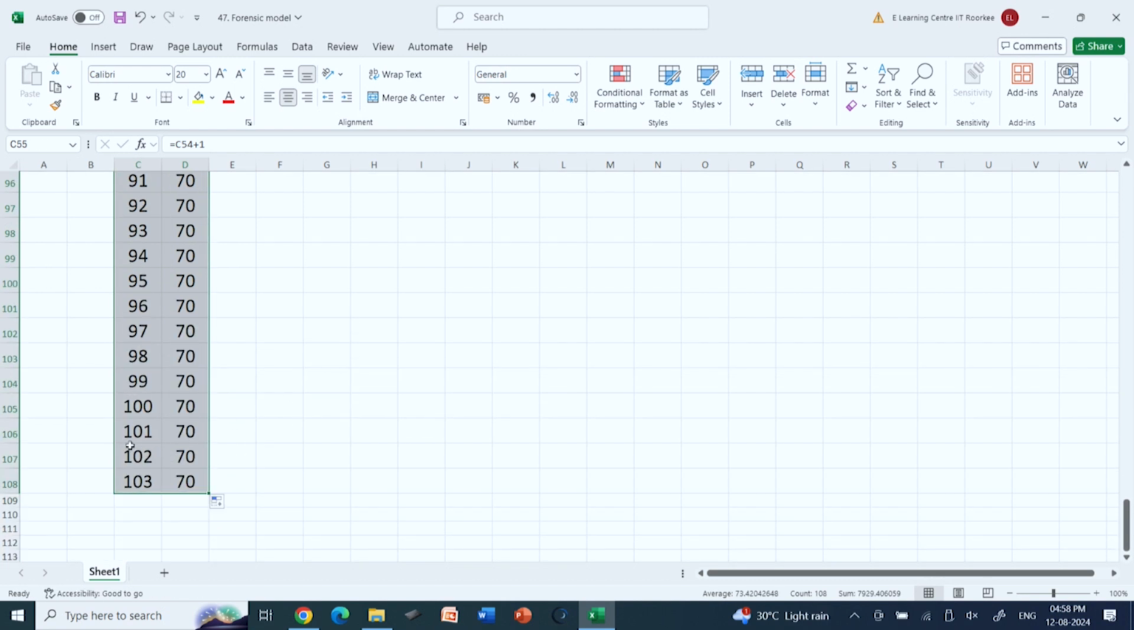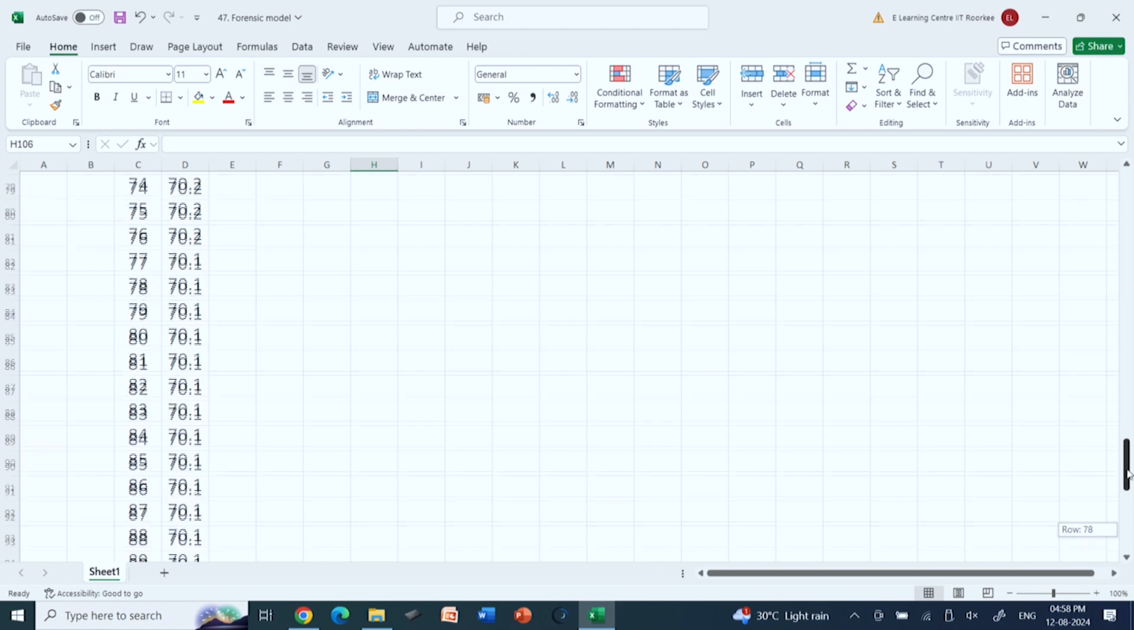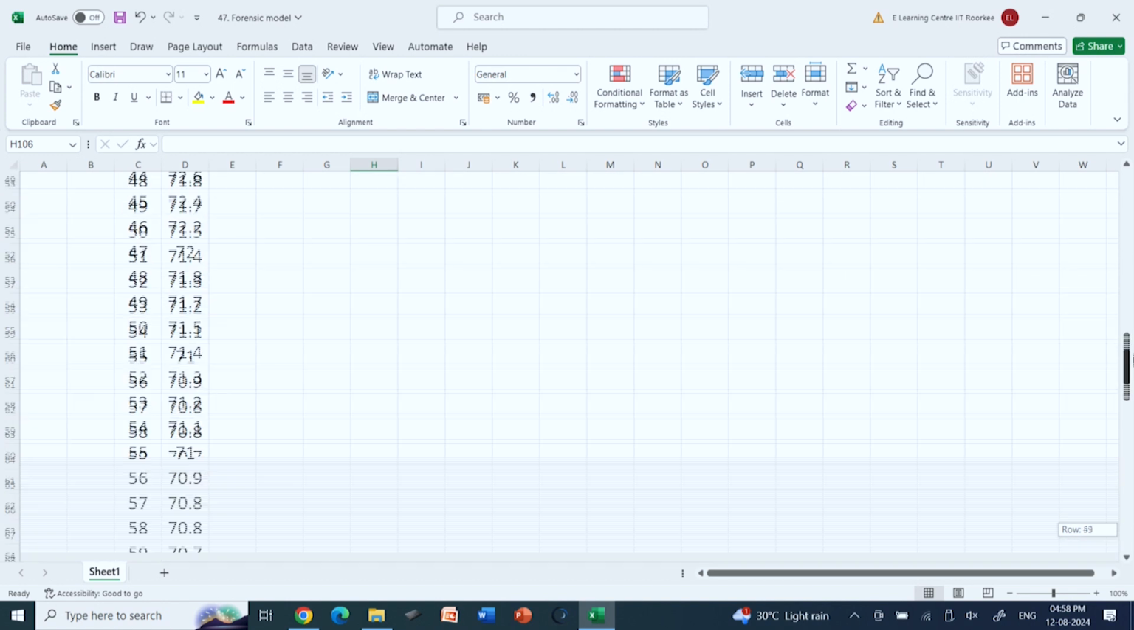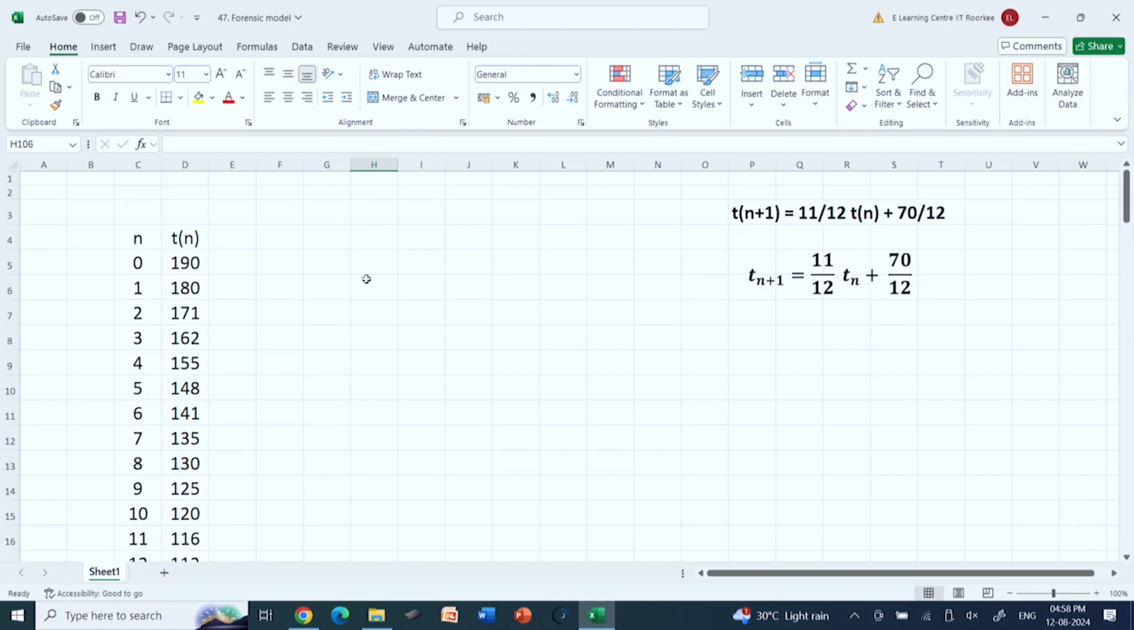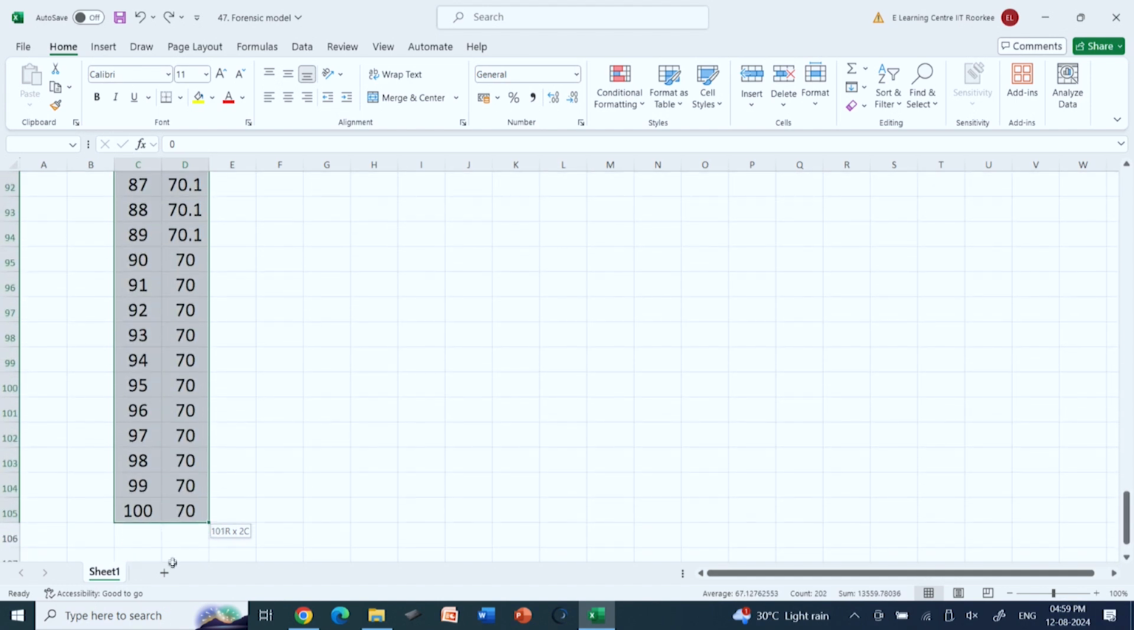So as you can see, say up to 100 values. So as time becomes large, the cup of coffee reaches the value 70 Fahrenheit, which was the room temperature. So we now plot this graph and we will get a clear picture here.